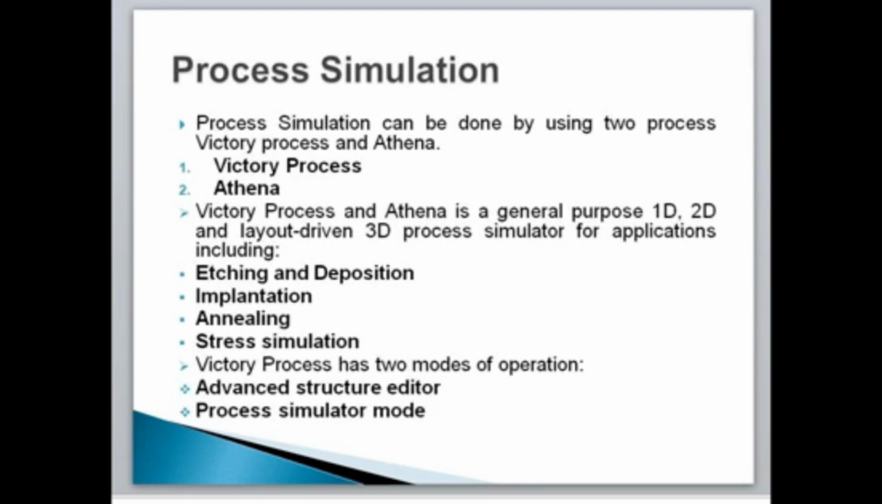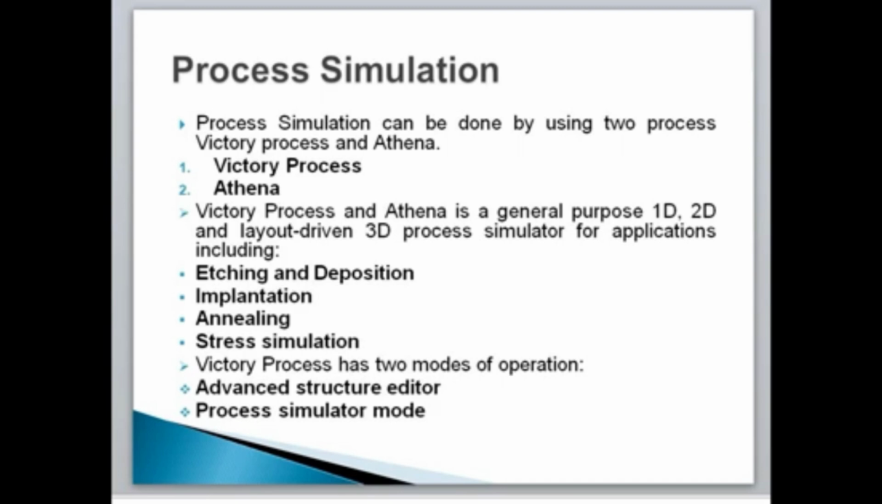Process simulation. Process simulation can be done by using two tools, Victory Process and Athena. Victory Process is a general purpose 1D, 2D and 3D process simulator for applications including etching and deposition, implantation, annealing, and stress simulation. In Victory Process, etching and deposition is done with a geometrical model for fast structure prototyping and a physical model for detailed process step analysis.